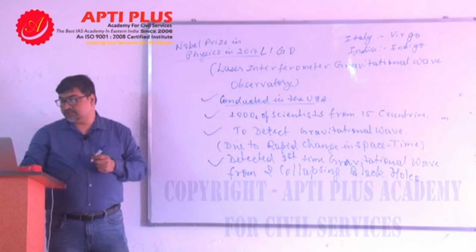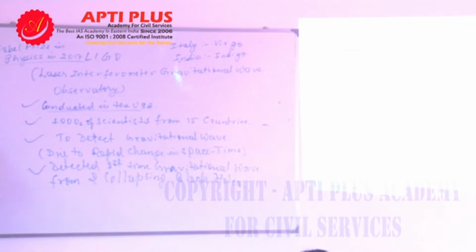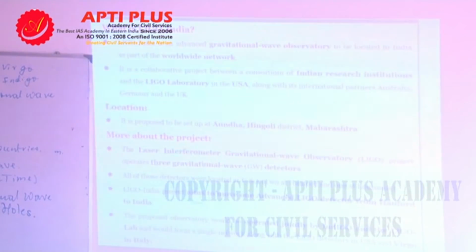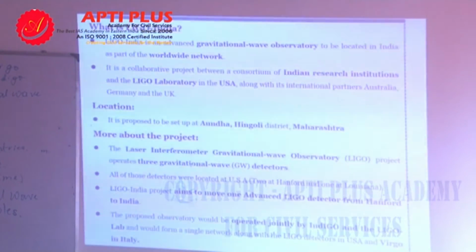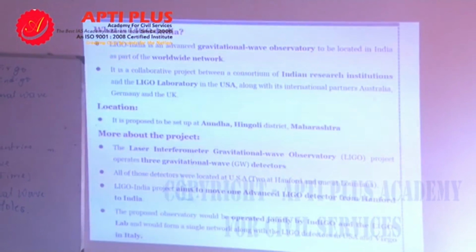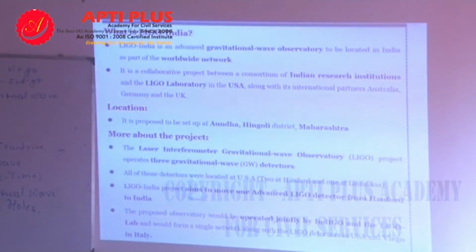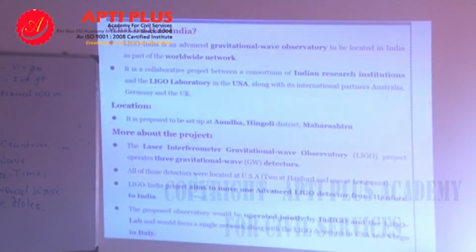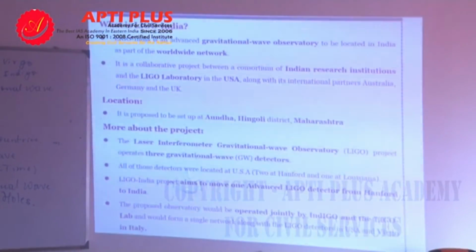So here, I'll just bring about this kind of LIGO India. This information has been in the news for a long time, and a question has not been asked so far. So now it may be possible that something based on the Indian aspect is asked. LIGO India is an advanced gravitational wave observatory that will be in Aundha, in Hingoli district of Maharashtra, which is near Pune. This lab will be set up there. Indian Gravitational Wave Observatory.